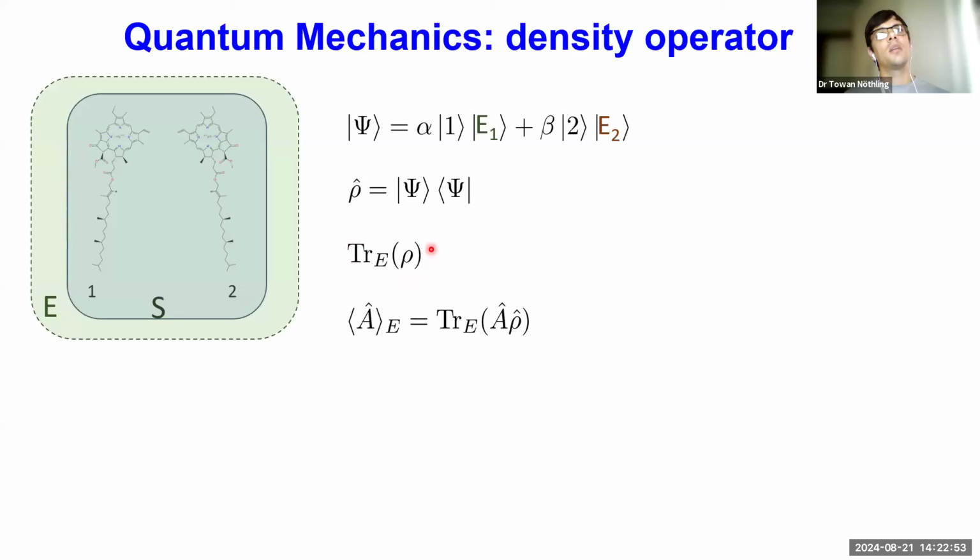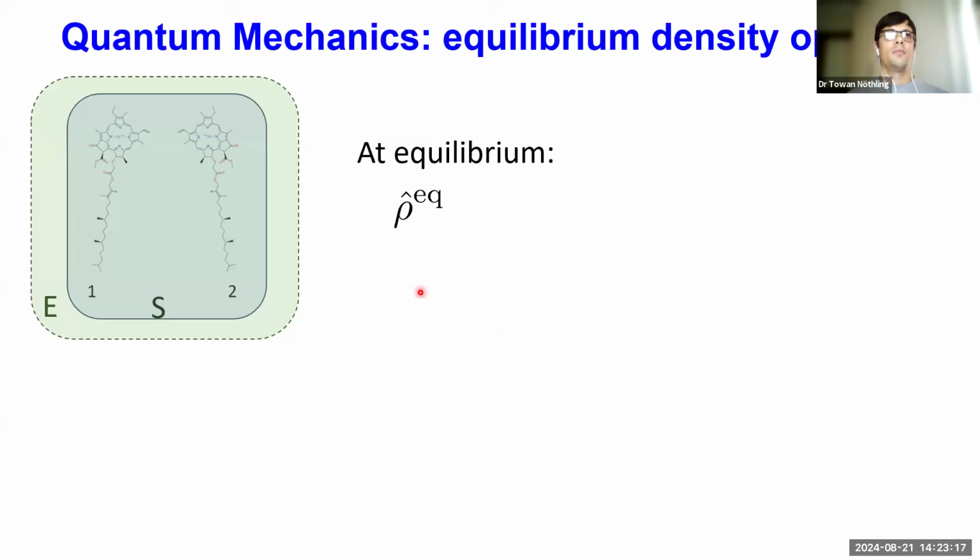And we can calculate something called a partial trace, in which we average only over the environmental degrees of freedom. So we can hand-wavingly say that we can calculate the average over the environmental degrees of freedom of an operator A by calculating the partial trace of A times rho. If we leave the system, that is the pigment molecules, in their environment for long enough, eventually the system will reach equilibrium. We denote that equilibrium state by the equilibrium density matrix.